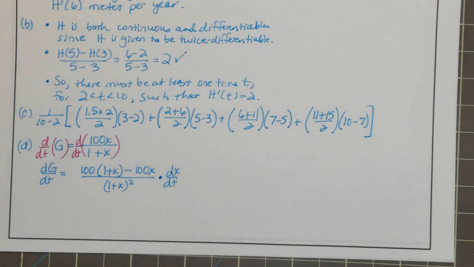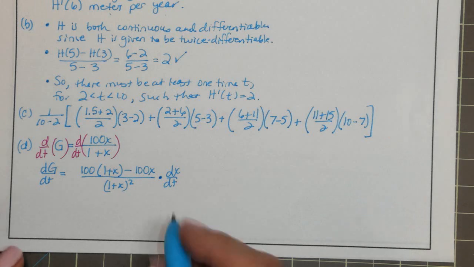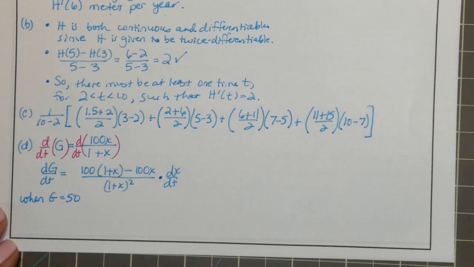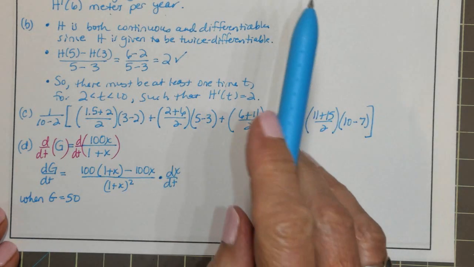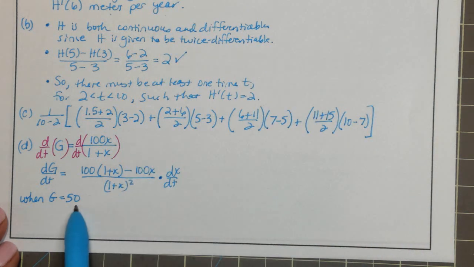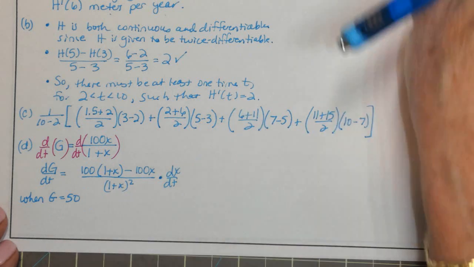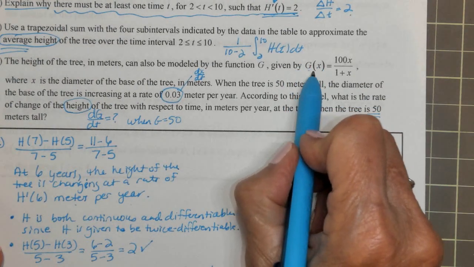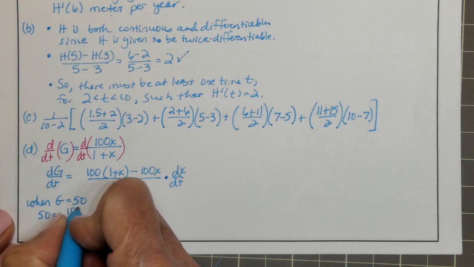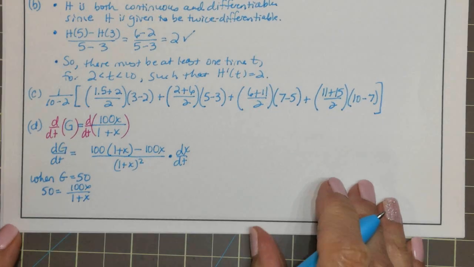Okay, implicit differentiation is a form of the chain rule. All right, now when g is 50, I know dx dt is going to be that 0.03. When g is 50, what is x? Well, I can find out by putting 50 in place of g and solving for x. So I'm going to say 50 is equal to 100x over 1 plus x, and solve this for x.